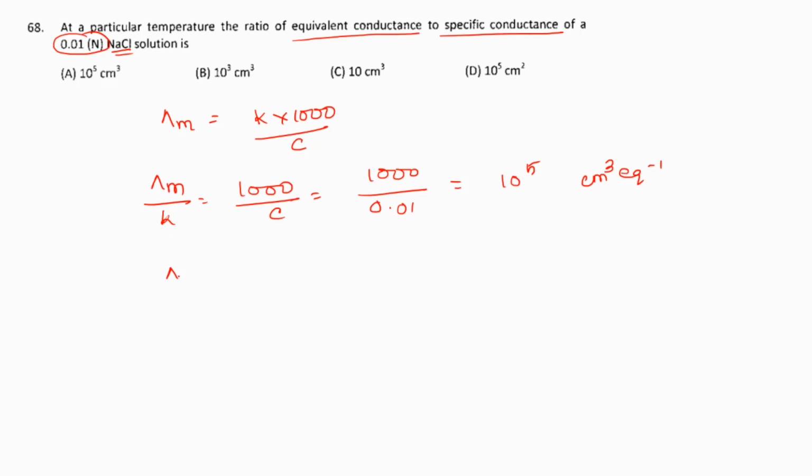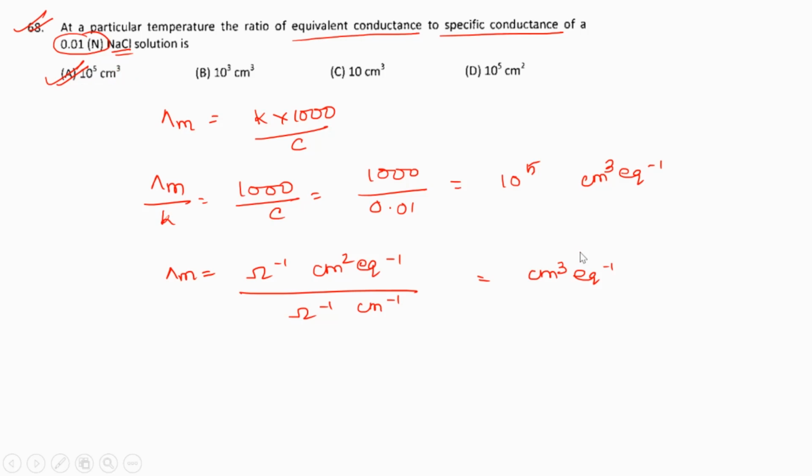Okay, now what I'm doing is I'm just finding out this unit as well. The unit of lambda is ohm inverse cm square equivalent inverse, and for K it is ohm inverse cm inverse. So if you just calculate it, you find it cm cube equivalent inverse. So your answer is 10 to the power 5 cm cube, because you're just finding out the ratio, and for us at a particular temperature, it is per equivalent. So yeah, you can take 10 to the power 5 cm cube to be your answer.